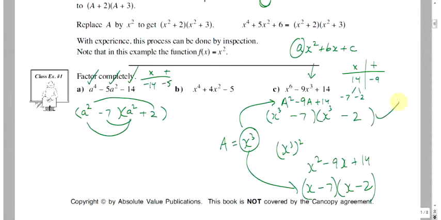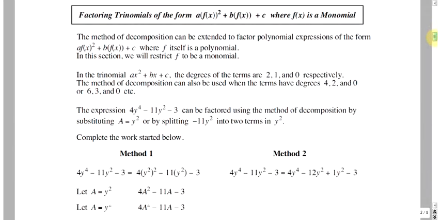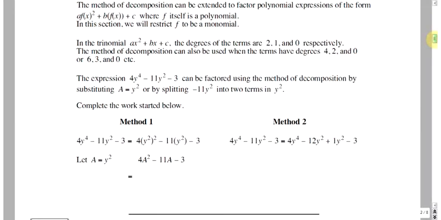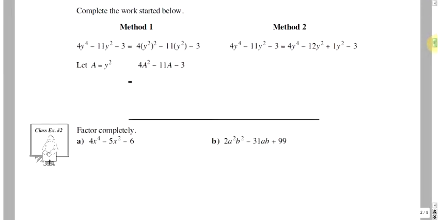So don't worry about substitution here, I don't think. But like I said, it's there. If you want to do it, fine. Here, we're going to do both methods. Method 1. We're going to substitute.